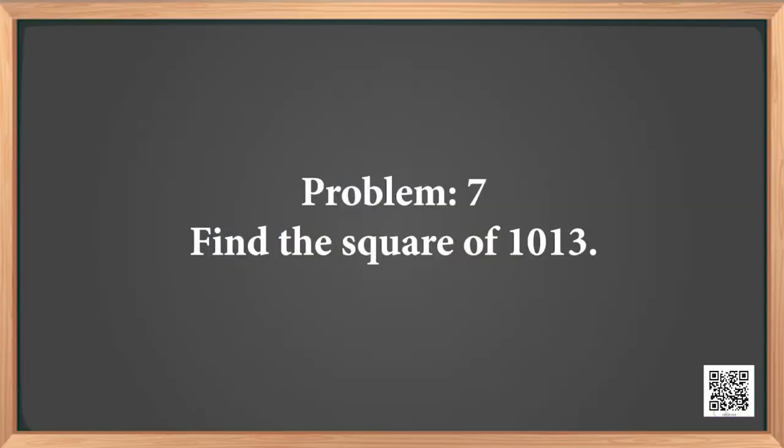Problem 7. Try yourself to find the square of 1013. You will find in this case the method of using identities even more attractive than the direct method of multiplication. We now find the square of a number by using identity 2, (a−b)² = a² − 2ab + b².